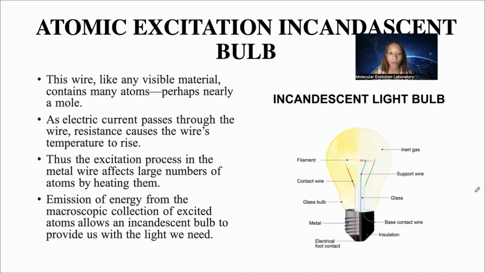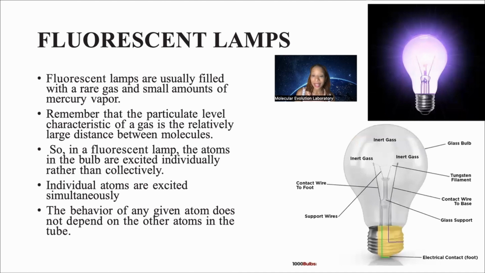Emission of energy from the macroscopic collection of excited atoms allows an incandescent bulb to provide us with the light we need. As opposed to incandescent lights, fluorescent lamps are usually filled with a rare gas and a small amount of mercury vapor. Remember that gases are always moving around, small particles bumping into the sides of the container. In a fluorescent lamp, the atoms in the bulb are excited individually rather than collectively, and individual atoms are excited simultaneously. The behavior of any given atom does not depend on the other atoms in the tube.